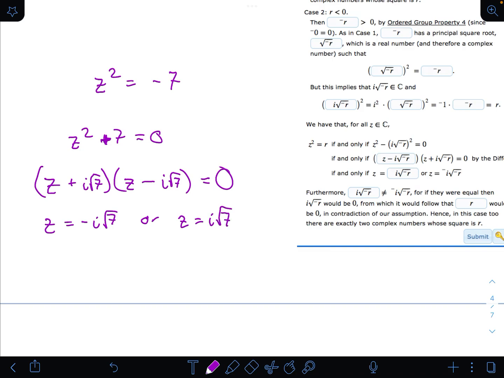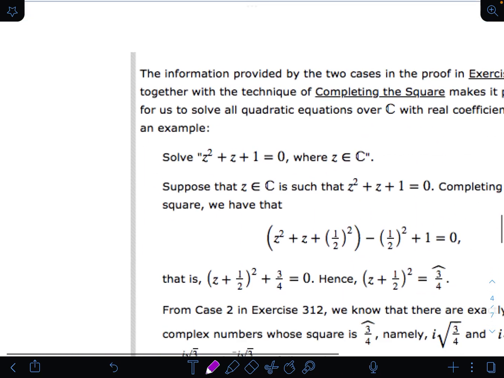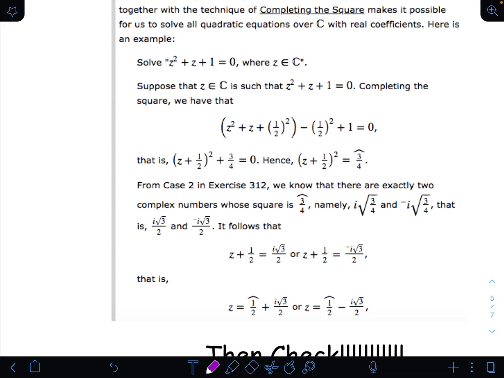And behold, a complex number where the real portion is 0 and the b part is the square root of 7. Nevertheless, that's what they're saying here on this proof on 312. The reason you're made to look at that is because I want you to understand that you can complete the square on any quadratic equation, even where the discriminant is a negative value.